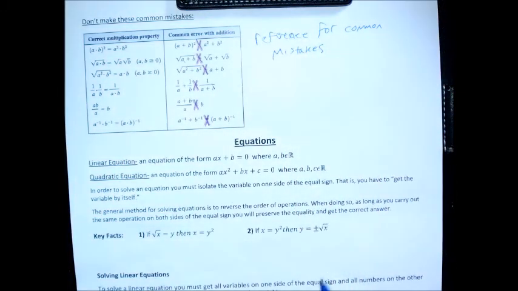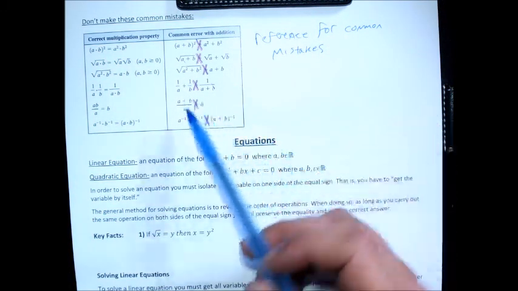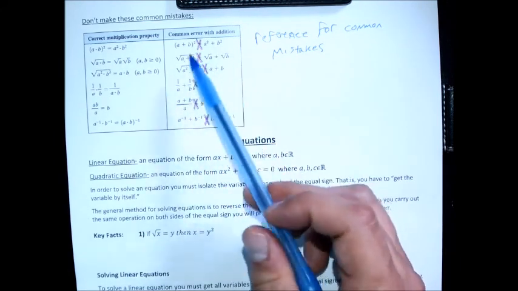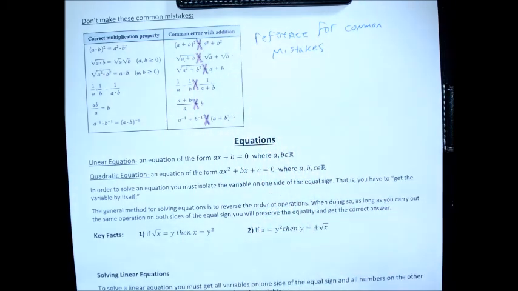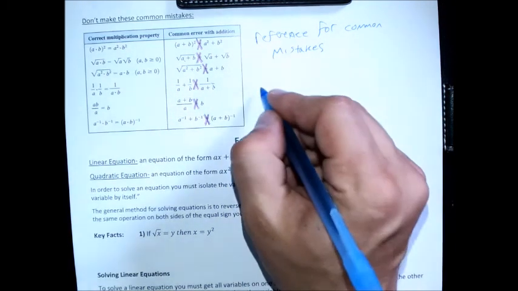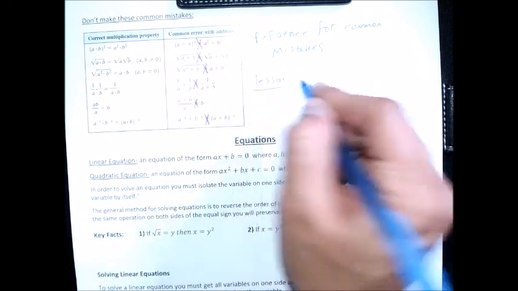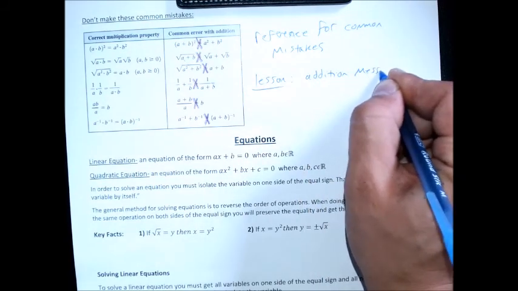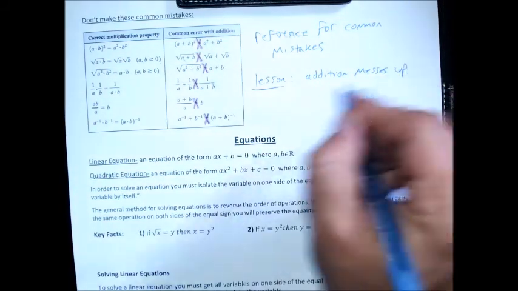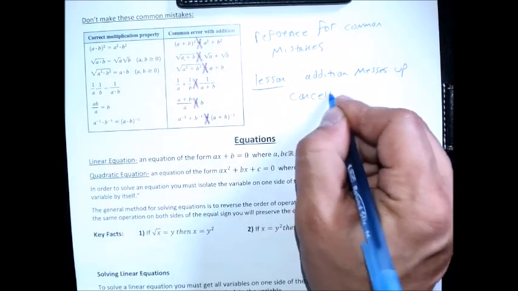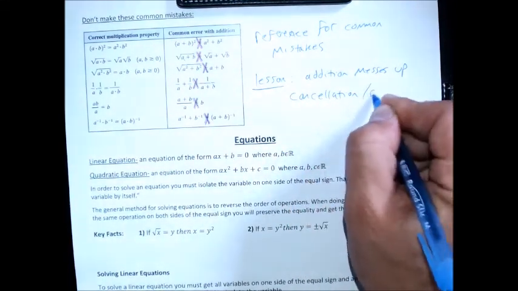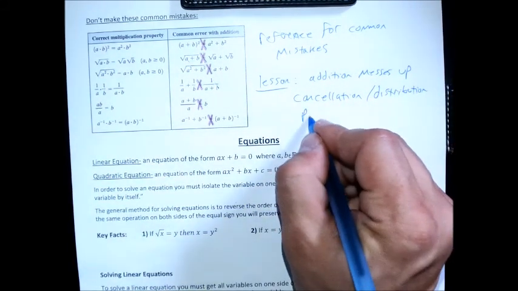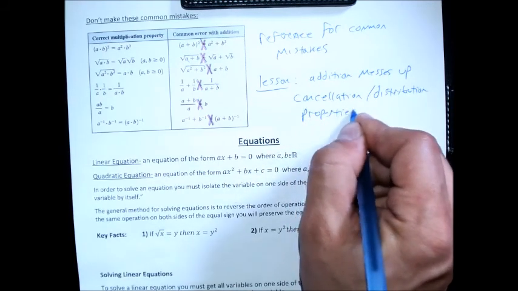If I had to name the common theme here, it's that addition or subtraction screws everything up. Everything on the right is something you can't do because there's addition in between the terms. The lesson I hope you take away is that addition messes up many cancellation properties. Cancellation or distribution, I guess. So be careful about that. These are common mistakes. Try not to make them.